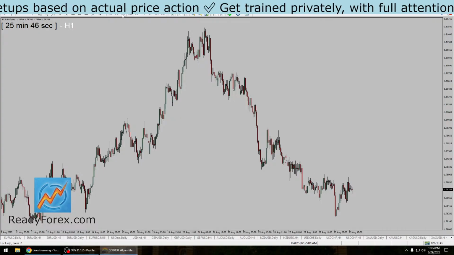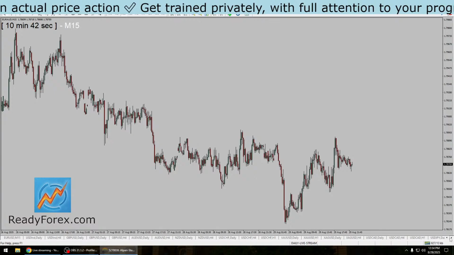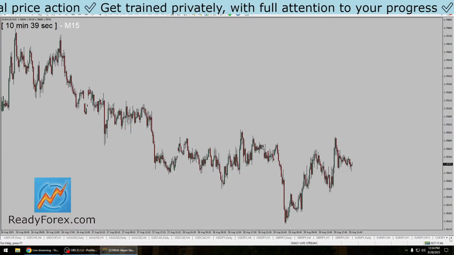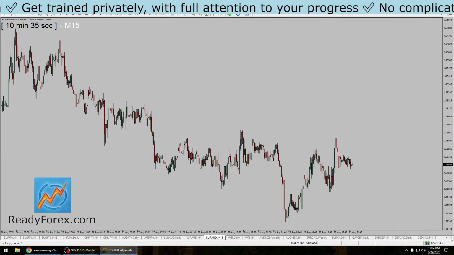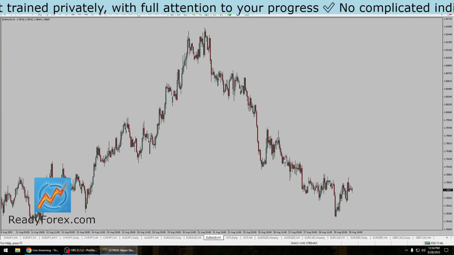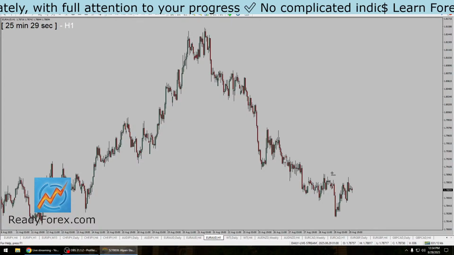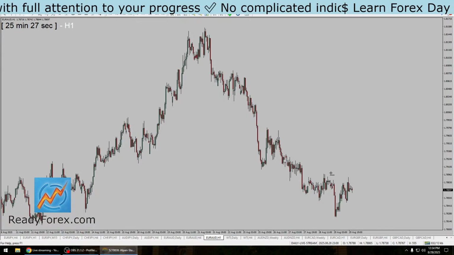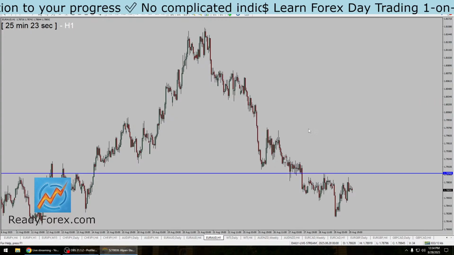Okay, if you take a look at a 15 minutes time frame, or we can just stay with the 1 hour chart as well. 1 hour is also going to work fine. So here's the resistance area right over here.